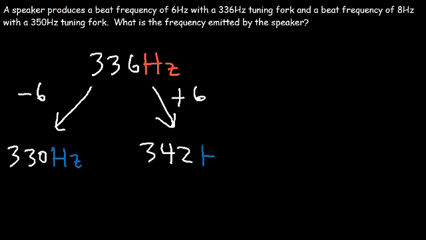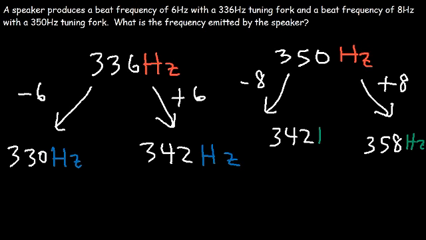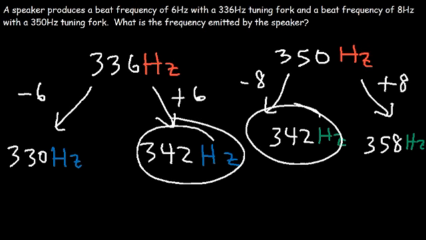Now let's do the same with the other tuning fork, which is calibrated for a frequency of 350 hertz. It produces a beat frequency of 8 hertz with the speaker. So if we add 8, this is going to be 358. And if we subtract 8, 350 minus 8 is 342. So therefore, the number that agrees with both tuning forks is the right answer. So the speaker produces a frequency of 342.